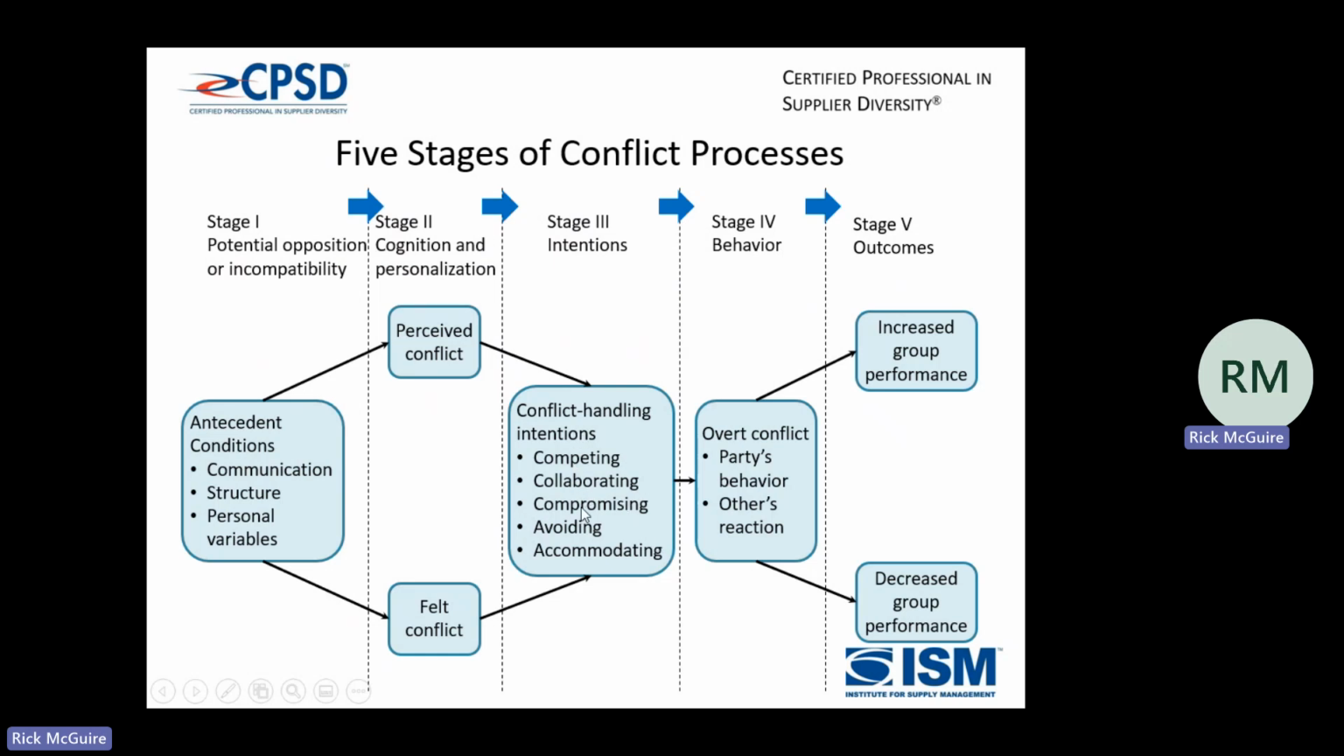And then they go into, this is very common, these 5 different personality types. You've got the competing type, the collaborating type, the compromising type, the avoiding type, and the accommodating type. Usually people have a dominant one of these, but they also have aspects of others depending on the situation. Overt conflict, what is the parties' behavior? And then you either get increased group performance if you successfully deal with the conflict, or decreased group performance if you don't, which is the outcomes: intentions, behaviors, and outcomes.